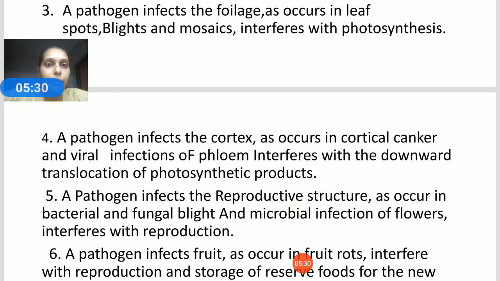Next, when a pathogen infects the cortex, as occurs in cortical canker, or there is a viral infection of the phloem, it interferes with the downward translocation of photosynthetic products. We all know the cortex works for the downward translocation of photosynthetic products. Downwards means from the top to the roots, right? So when the pathogen infects the cortex tissues, it causes cortical canker and viral infection of the phloem, which interferes with the translocation of photosynthetic products downwards from the leaf to the roots.